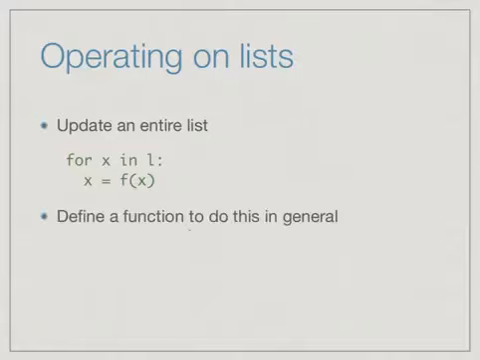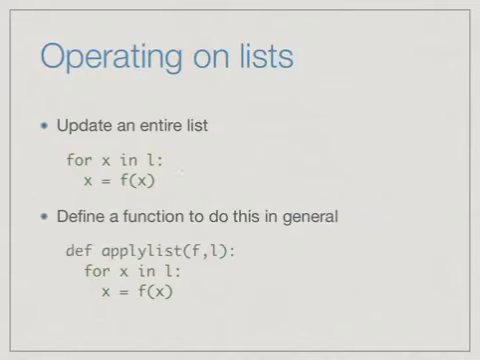Now we could write a function to do this, which does this for different lists and different values of f. So we could say define apply list, which takes a function f and a list L, and for every x in L, it just replaces x by f of x. And since L, a list, is a mutable item, this will update lists in the calling function as well.